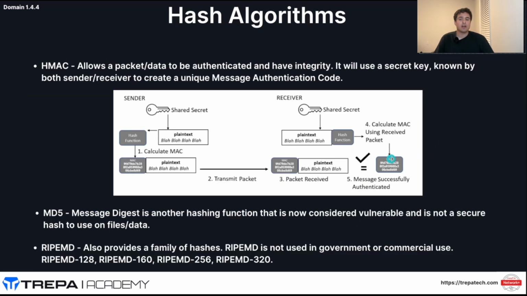Okay, so different hashing algorithms. HMAC allows a packet or data to be authenticated and have integrity. It will use a secret key known by both the sender and receiver to create a unique message authentication code. So it's the same thing, but we get authentication as well as verifying integrity. MD5 is a hashing algorithm that's deprecated now, that's insecure. RIPEMD is also another family of hashes. It's not used in the government or really commercial use. It's not necessarily deprecated, just not really widely used.